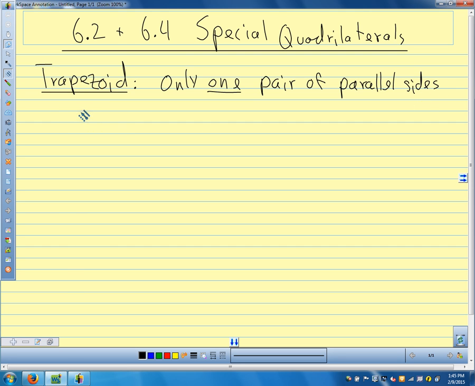So your picture, we can mark our picture. The picture looks kind of like this, and that would be our pair of parallel sides. So that's what makes a trapezoid special. It has one pair of parallel sides. And we'll talk about isosceles trapezoids later in the chapter. All right, so let's go to the middle.